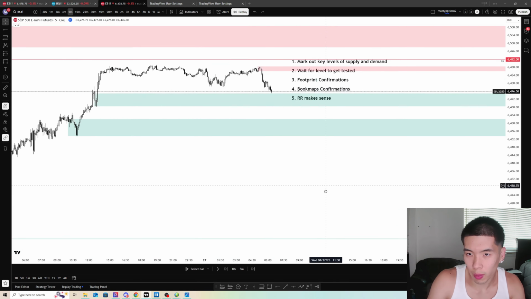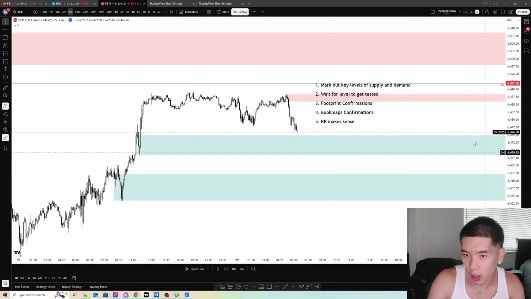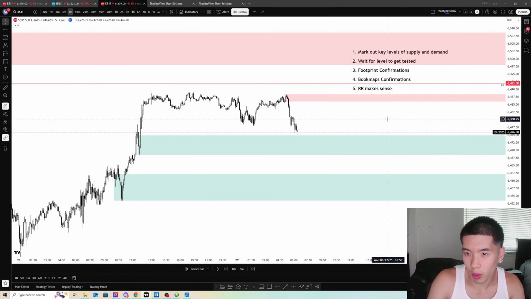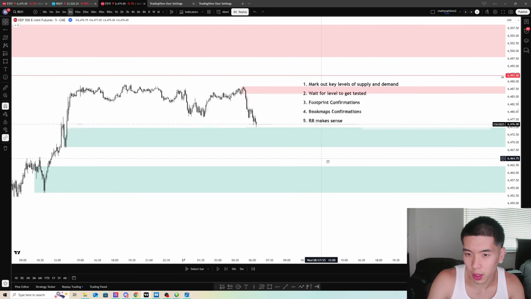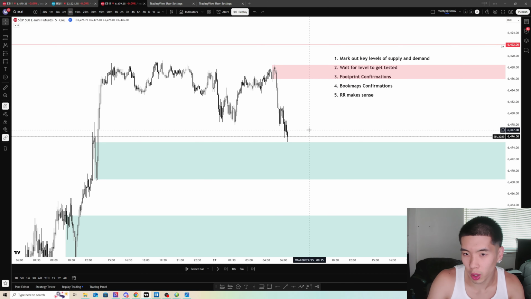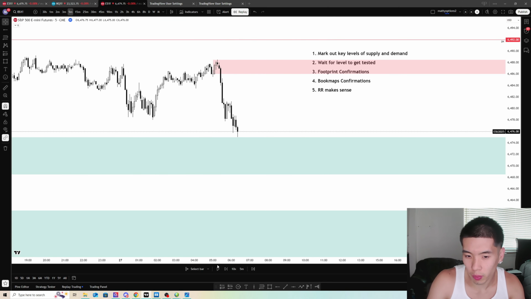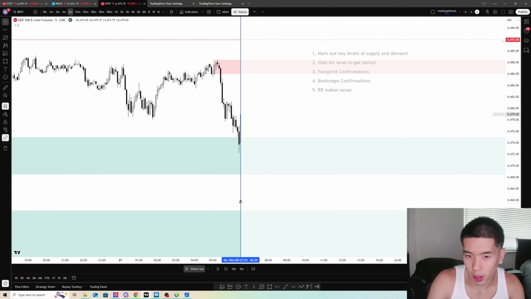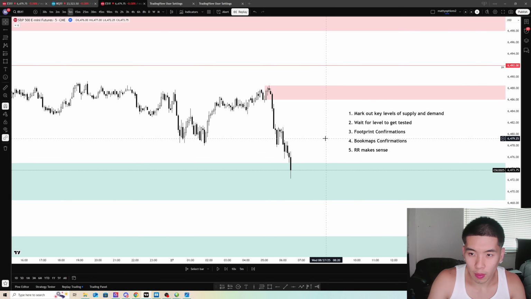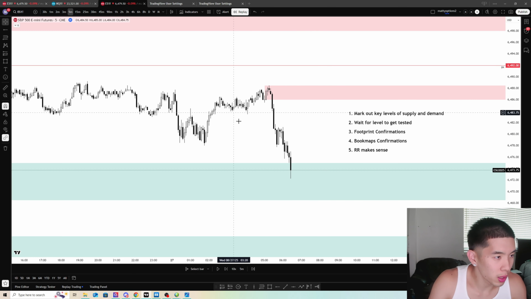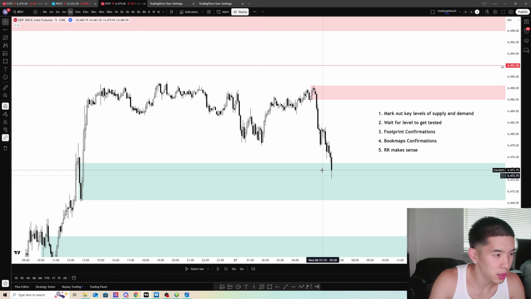So after I have all my levels marked out, I'll basically just wait for price to test one of these levels. So as you can see, when the market had opened, we came down and we tagged this zone here. And this zone was right at 75, 6475. So step number one, I would mark out all my levels so that I would have these zones and have levels of interest to then trade off of.